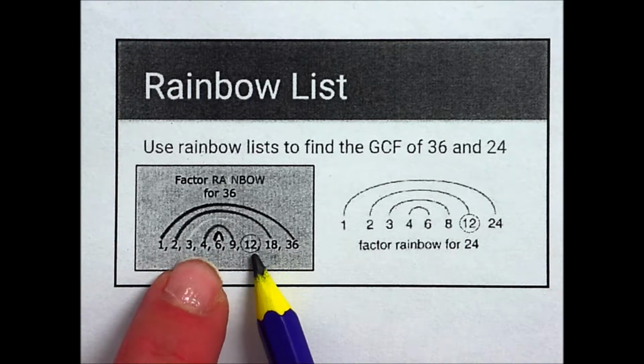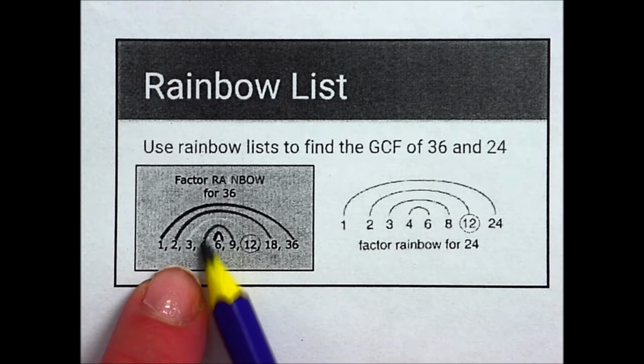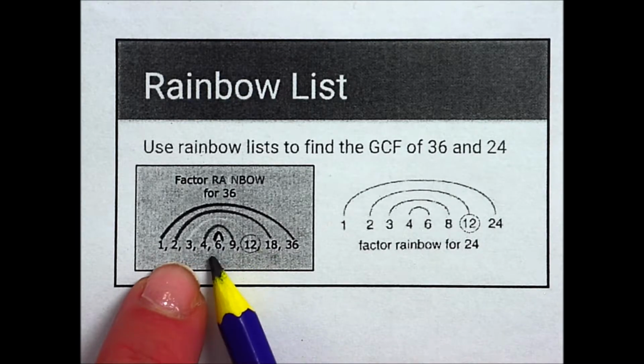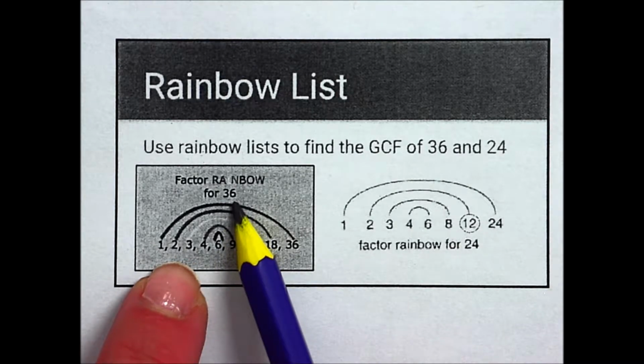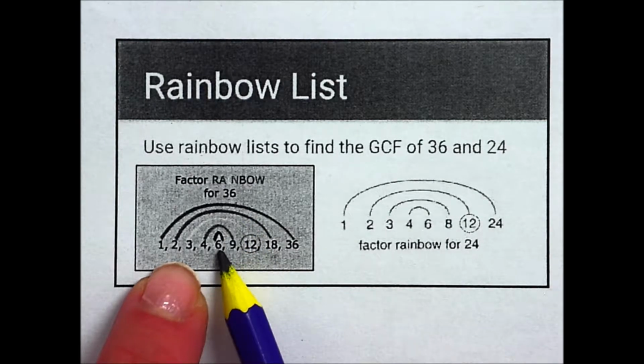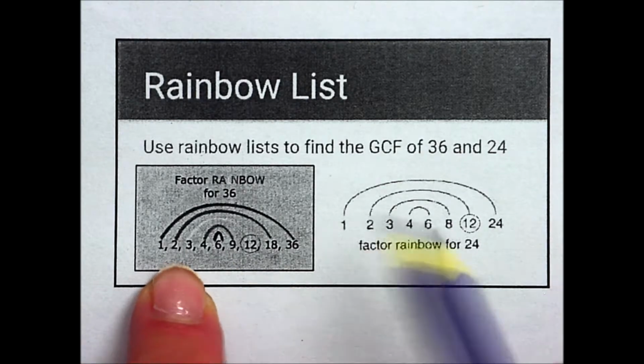Now I go to 4. 4 times 9 is 36, and so I'll include it in the list. 5 is not a factor of 36 because this does not end in a 0 or a 5. But 6 is. 6 times 6 is 36, and now I've listed all of the factors of 36.